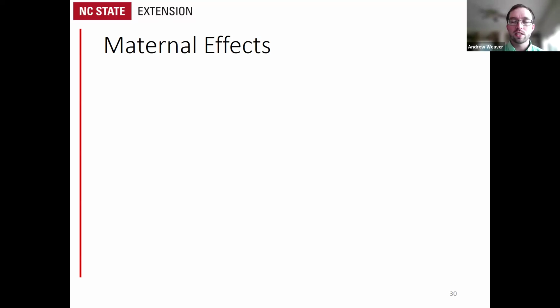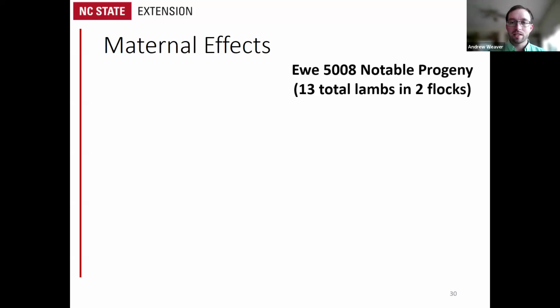And so I started digging through pedigrees, looking at those animals that were very efficient, and who's in their pedigree on the maternal side, and are they related? Are they not related? And I kept coming back to this 5008 ewe. This ewe is an older ewe. It's a ewe that we bought in a few years ago and have been using, and has been very productive in our flock. She has 13 total lambs at this point. She's currently pregnant and due in September with another set of lambs as she's 9 years old. And so she's been a very productive ewe for us.